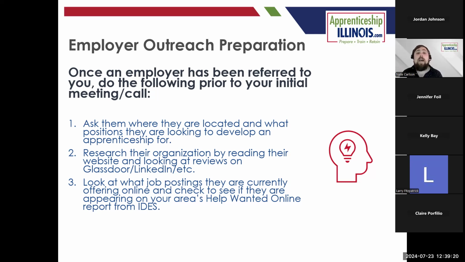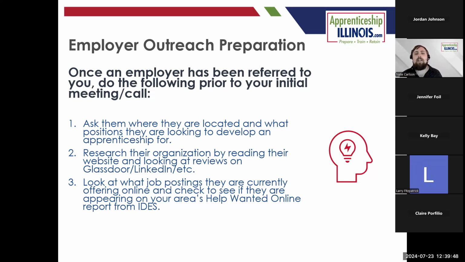So if I was meeting with a hospital, for example, it might not be my first impulse to bring something for a network engineer or IT support specialist. But if I looked on the Help Wanted Online, or on the employer website, hospitals have a huge need for IT. And so we don't always want to go on our first assumptions of what an employer needs. We want to let them tell us, but also we want to use the resources we have to try and figure it out beforehand.